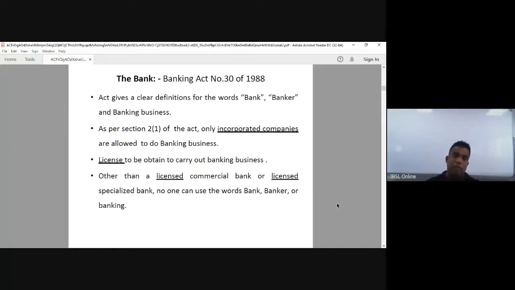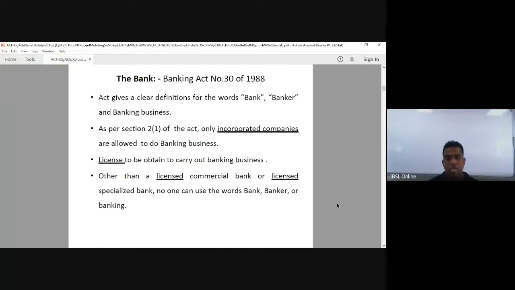The incorporation or establishing of companies is governed by the Companies Act. So the first thing is that the business has to register as a company under the Companies Act. That is number one. Then number two, after establishing and incorporating a company, you can't do banking business unless you obtain a license.